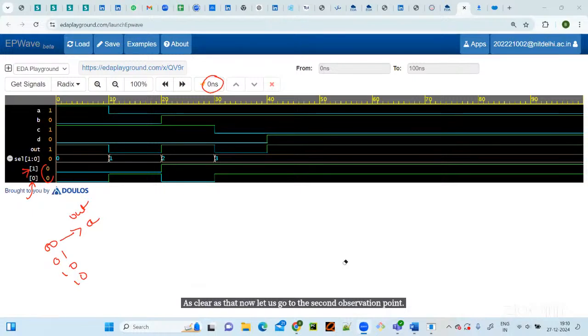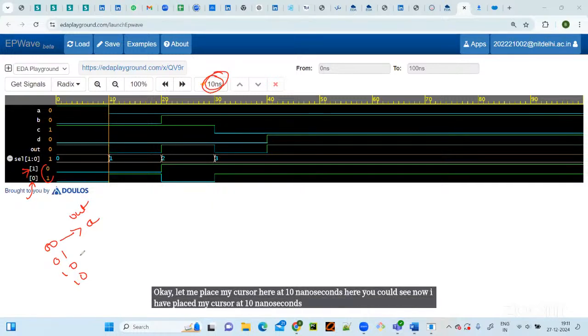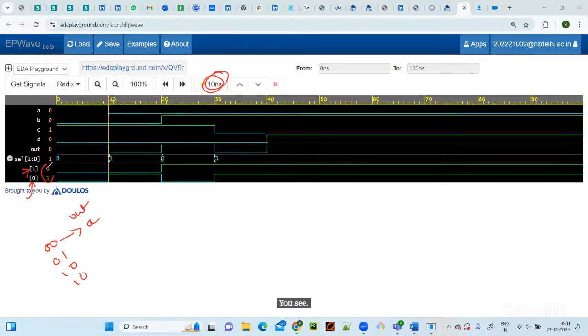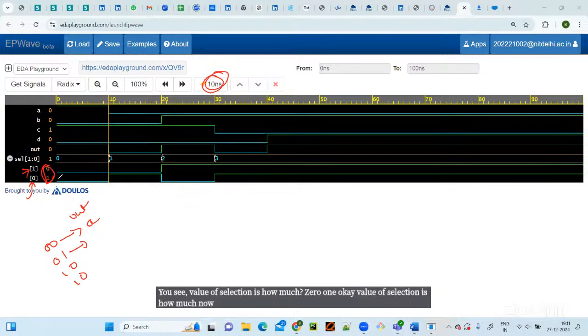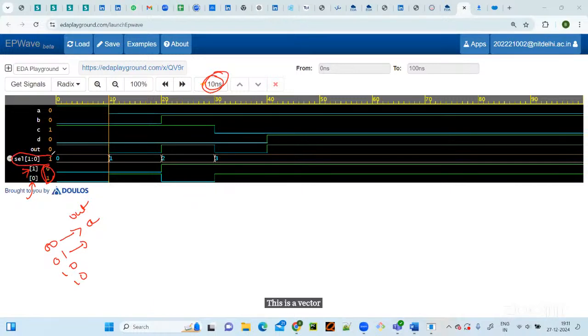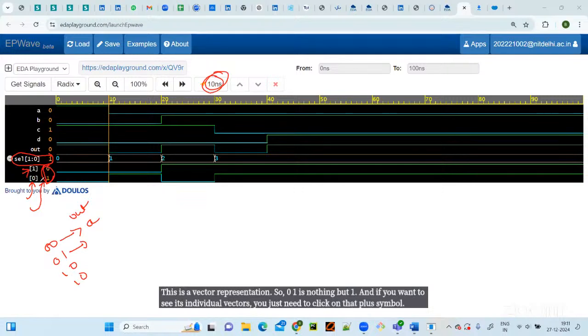Let me place my cursor here at 10 nanoseconds. Now I have placed my cursor at 10 nanoseconds. At 10 nanoseconds, what is the value of selection? It is 0 1. This is a vector representation. 0 1 is nothing but 1, and if you want to see its individual bits, you just need to click on that plus symbol, which shows 0 1.